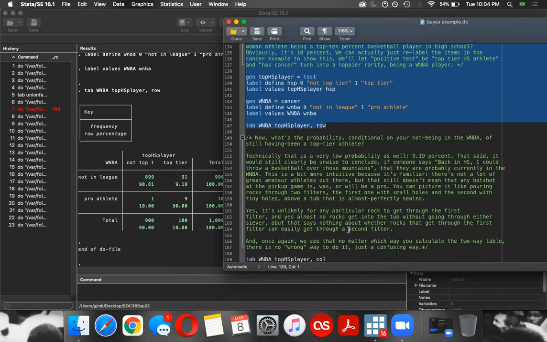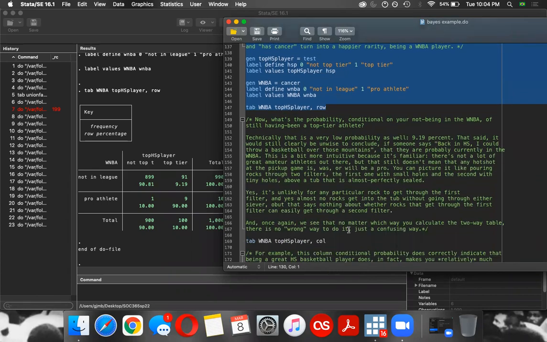But you can see how this is a nice analogy, because it's clear why the way of thinking involved in, well, only a small percent of cancer-free people test positive, it's clear why that line of thinking is wrong. So let's think about that here. If I tell you, okay, this person isn't in the WNBA, so the probability that they were a top tier athlete in high school is super small.